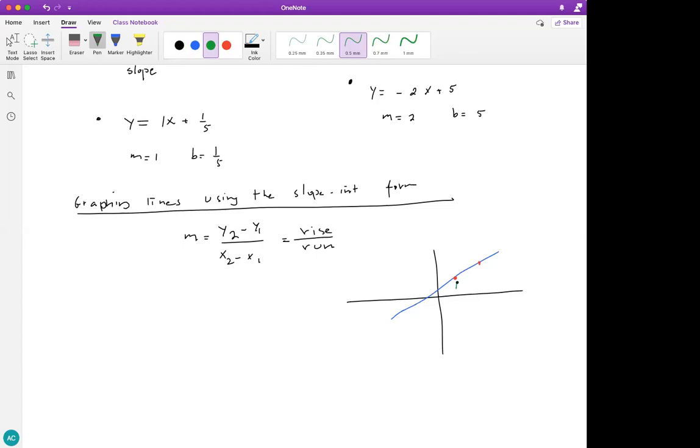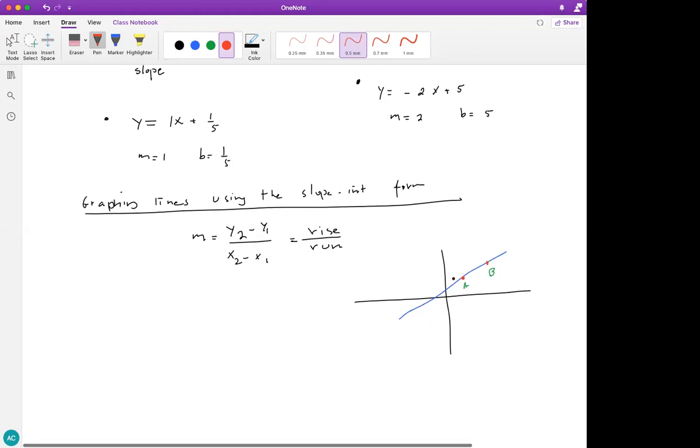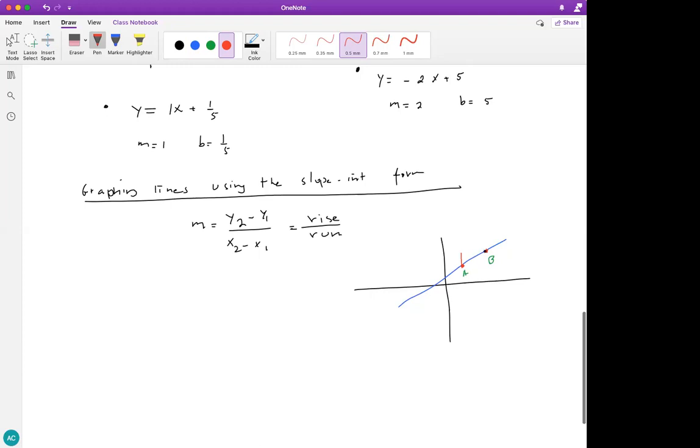Okay, as we saw earlier, we had A and we had B. Let's say you want to go from A to B. You do this in 2 steps. We go up, and then we go right.